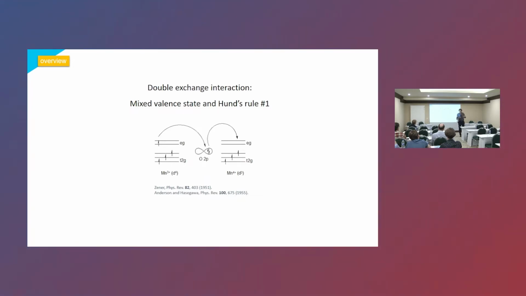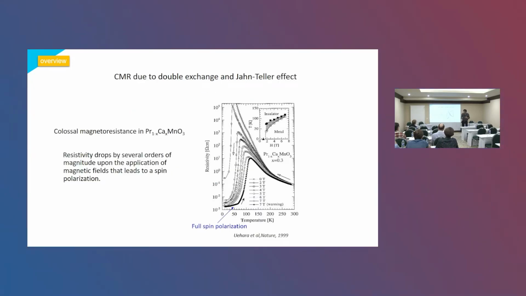Hund's rule number one is what? It's maximize spin. So it is this double exchange, and also the Jahn-Teller effect, that drives colossal magnetoresistance in materials like this. For example, here is resistivity as a function of temperature. If we do not apply a magnetic field, we have almost an insulating state. But if we apply, for example, 7 tesla, then we generate this metallic state. The realization of this metallic state is because of the full polarization generated by the magnetic field. So the important keyword here is that spin polarization is a key element for conventional colossal magnetoresistance.